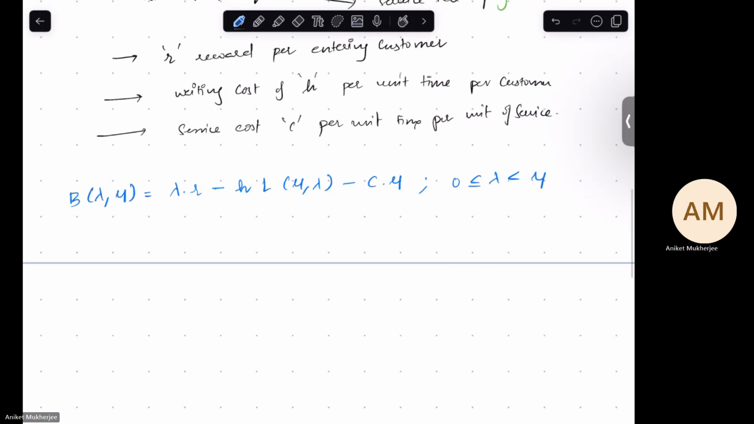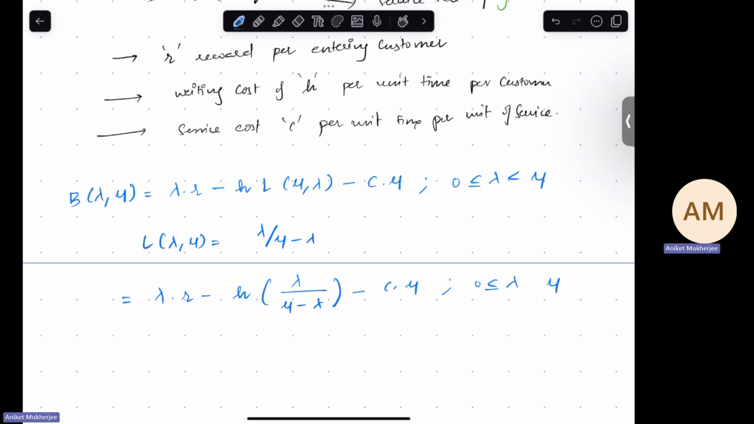And we'll replace L of lambda, mu by lambda by mu minus lambda. So now the cost function becomes lambda into R minus H into lambda by mu minus lambda, minus C into mu. Still we have the condition 0 less than or equal to lambda less than mu.